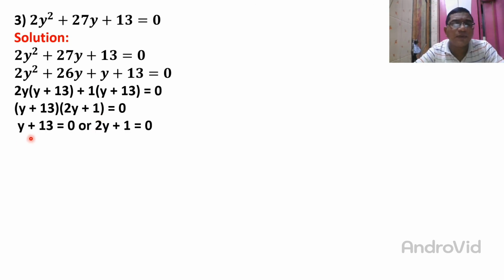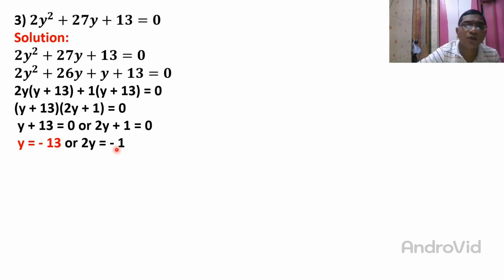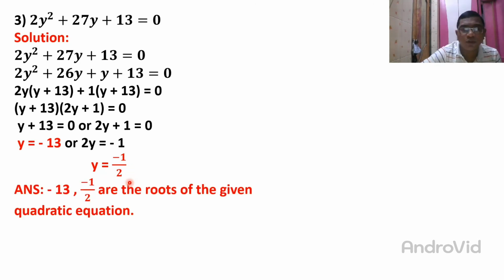Then we solve this. y plus 13 is equal to 0, and 2y plus 1 is equal to 0. First possibility: plus 13 goes across as minus 13, so y is equal to minus 13. In 2y plus 1, the 1 goes across as minus 1, so 2y is equal to minus 1. The 2 is multiplying, so it goes across and divides, so y is equal to minus 1 upon 2. So the roots of the equation are minus 13 and minus 1 upon 2.